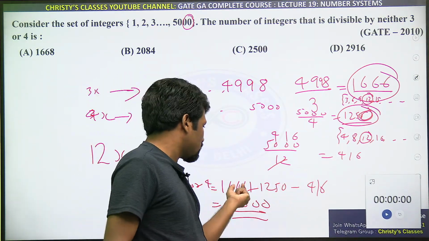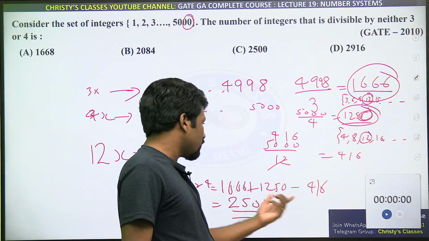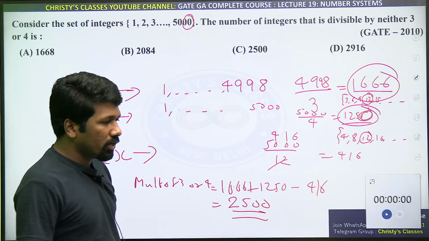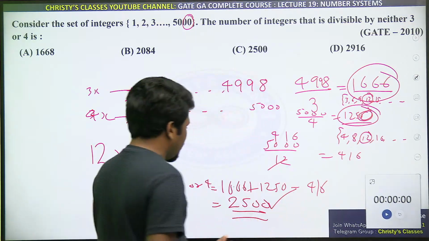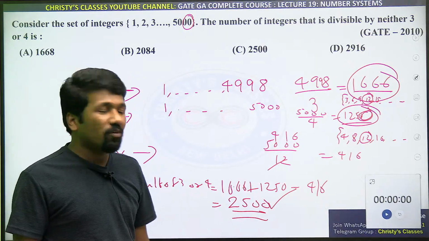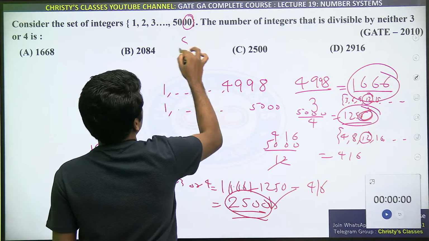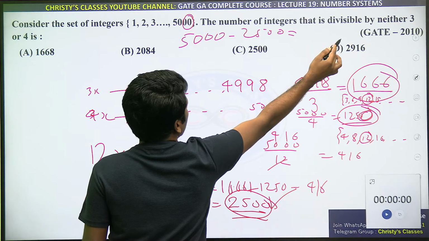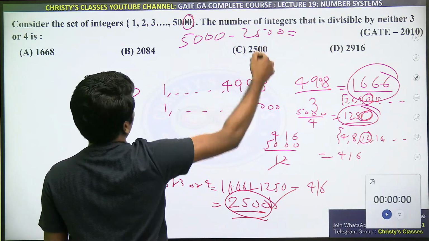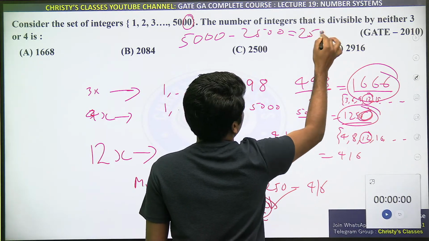The 66 50 16 cancel हो जाएगा ना. Then 2500 you will finally get. So 2500 multiples of 3 or 4 are there. So non-multiples of 3 or 4 will be 5000 minus 2500 na. Final answer will be 5000 minus 2500. Because we want divisible neither by 3 nor by 4. So 5000 minus 2500, 2500 is the answer.